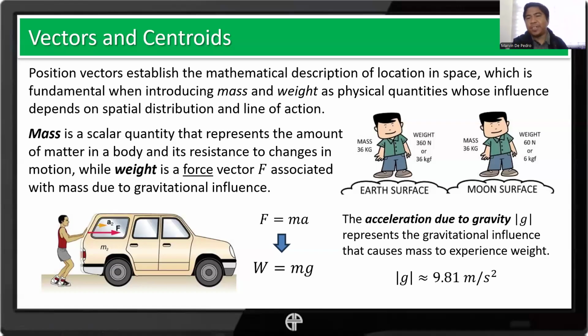Whenever there's a mass on Earth, anything on Earth that has mass automatically has a weight. Everything on Earth is being pulled down by gravity. Everything on Earth experiences 9.81 meters per second squared gravity, except for some areas like inside a vacuum. That's a different story.